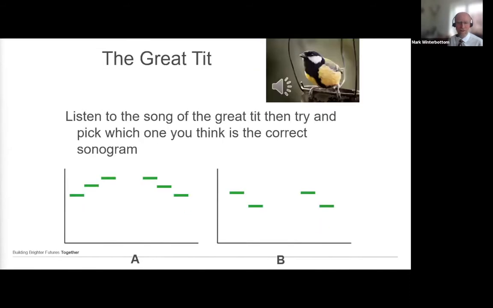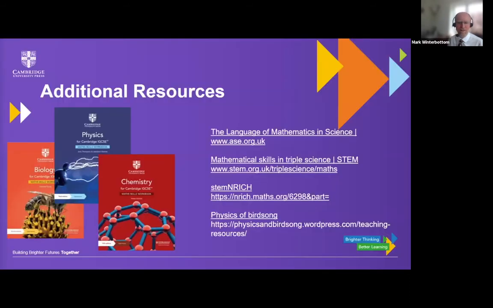And I'm going to snip through just to reiterate the resources we used today. You may like to look at a free product from the Association for Science Education about the language of maths and science. We have got stem.org.uk, which has some nice resources on mathematical skills and triple science. We've got STEM Enrich, which we talked about before. We've got the Physics of Birdsong games. And of course, we've got the books, which quite frankly are on my shelf already, let's put it that way. So they're good things.